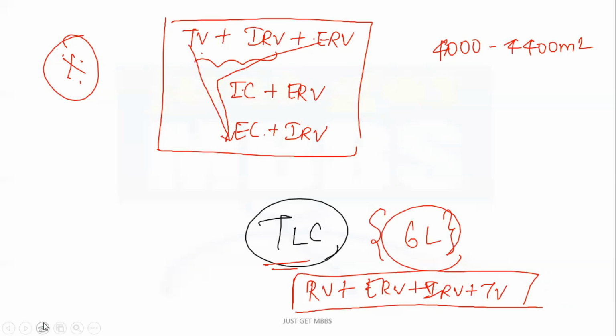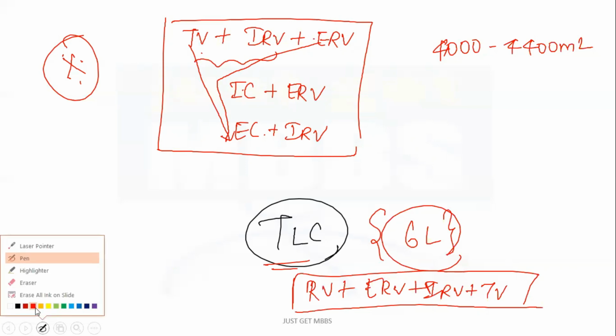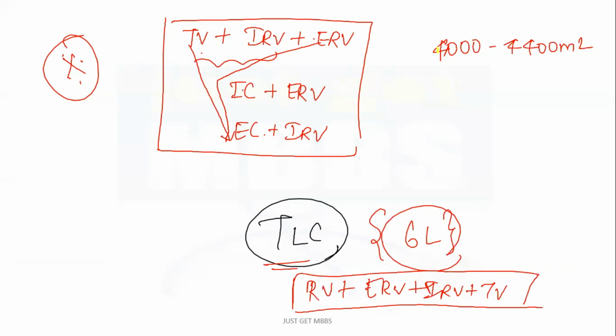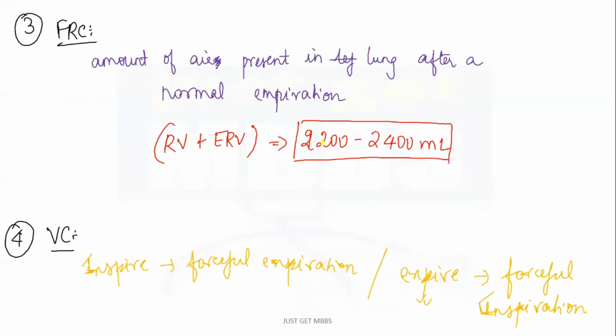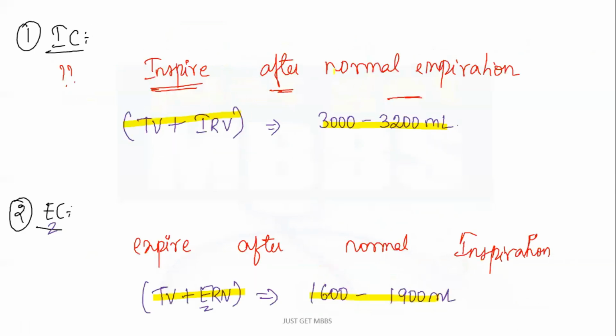They can ask you in match the following. They can just give you the values on one column, and on the other column you will have the names of capacities and volumes, or they can give you a definition. So please be very thorough. You just have to know where I am giving a condition of normal situation and where I am giving a forceful one. If you know this, your topic is very simple. So I hope I made it clear.